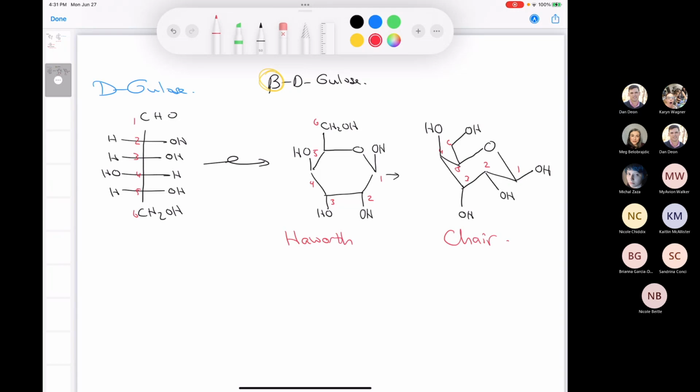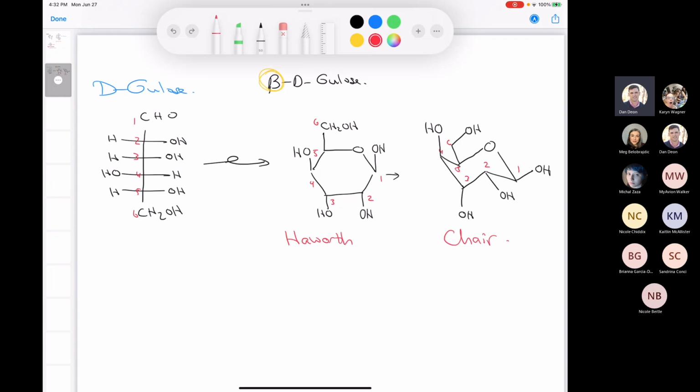So that is how you go from any of those aldohexoses, aldo for aldehyde, hexose because it's got 6 carbons in it. That's how you draw the Haworth projection and the chair. Any questions about going back and forth, the open chain form to the ring form, which is called the pyranose form? Okay, let's try another question.